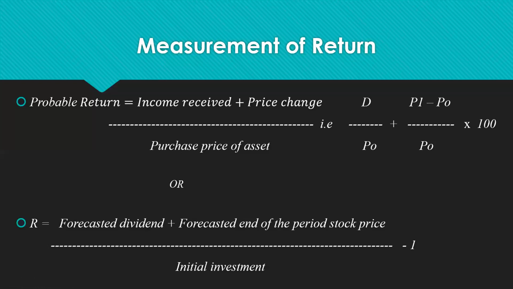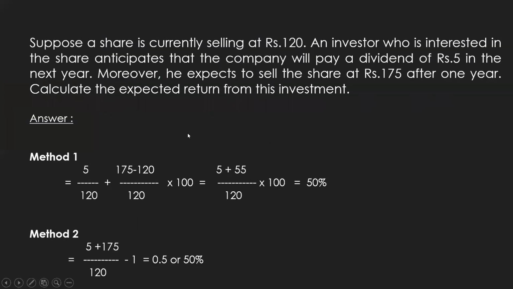So to be more clear, we look into a problem. Suppose a share is currently selling at rupees 120. That is your purchase price. You're going to purchase that security for rupees 120. That is the price at the beginning. Now, an investor who is interested in the share anticipates that the company will pay a dividend of rupees 5. That is the income, the D value in the equation. Moreover, he expects to sell the share at rupees 175 after 1 year. That is the end of the year price. So you have got all the data to calculate the probable return for your security.